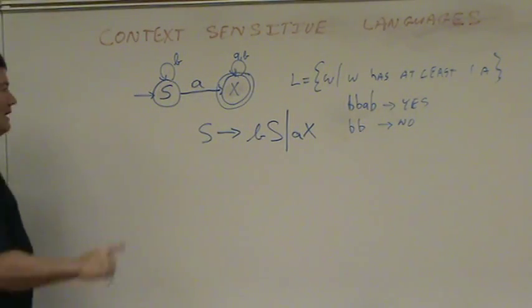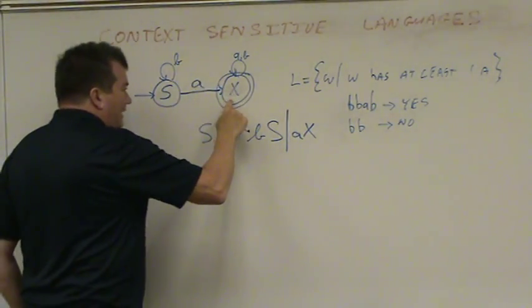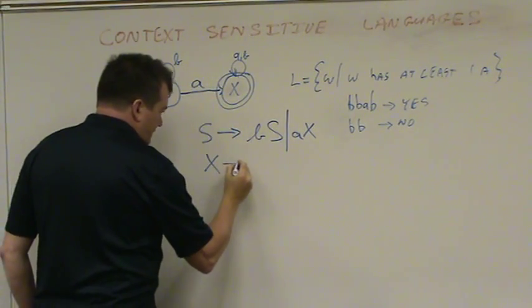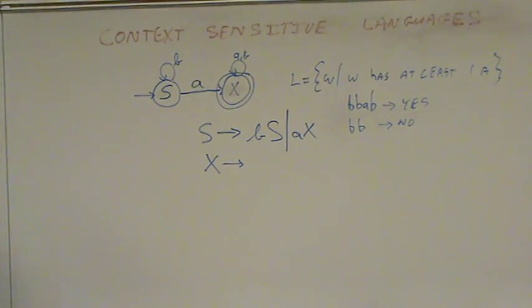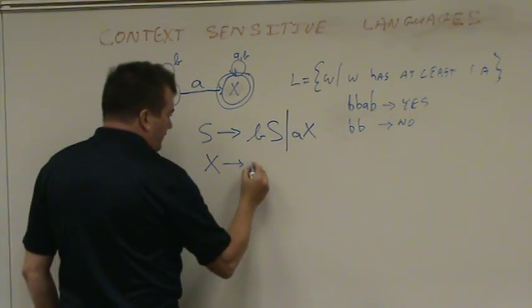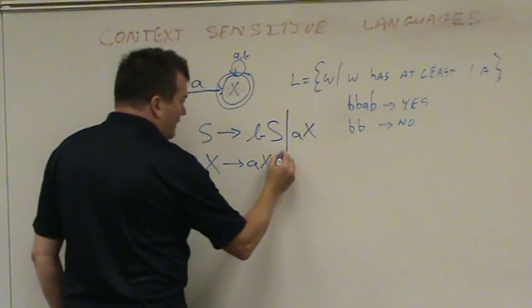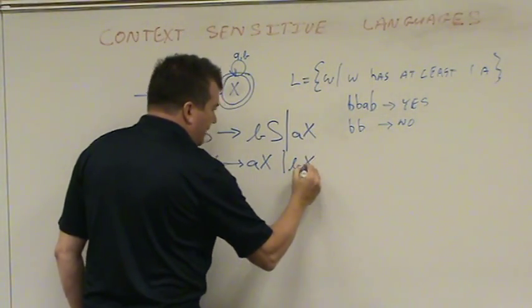Now we have to define the state X. Assuming you started here, what would happen? X ends up being, if we read an A or a B, we stay in state X. So if we read an A, we expect to see an X come after that. If we see a B, we expect to see an X come after that.